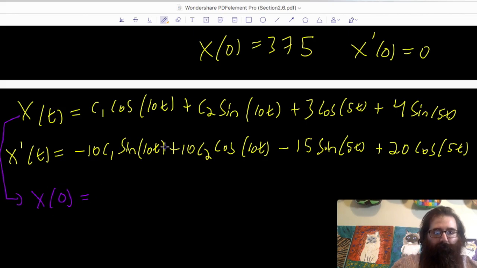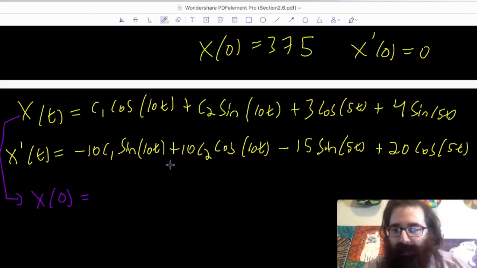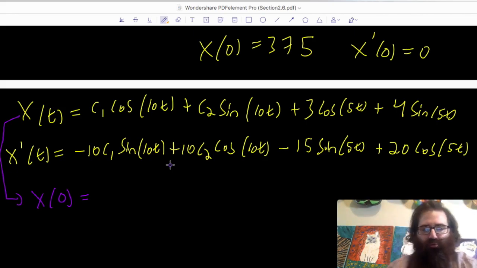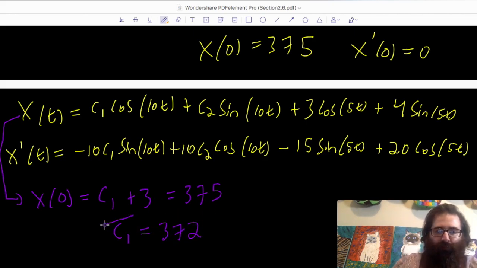I like it. X at 0, remember, 10 times 0 is 0, 5 times 0 is 0, cosine at 0 is 1, sine at 0 is 0. So it shouldn't take too much work to see that if I plug 0 in, I get c sub 1 times 1, which is c sub 1. Sine at 0 is 0, so see you later. Cosine at 0 is 1, so 3 times 1 is 3. Sine at 0 is 0, so this term is 0 as well. So not a lot of these things stick around. I get x at 0 is c sub 1 plus 3, but x at 0 should be equal to 375. So it looks like c sub 1, if I subtract 3 over, is 372.